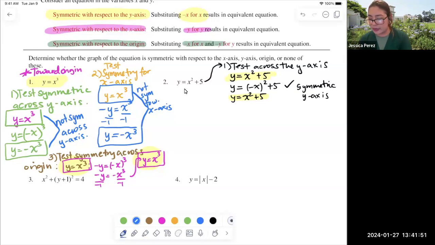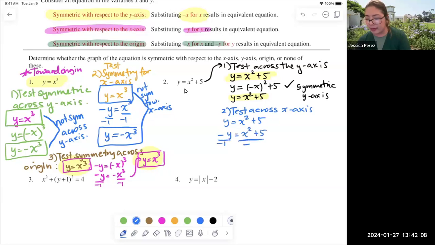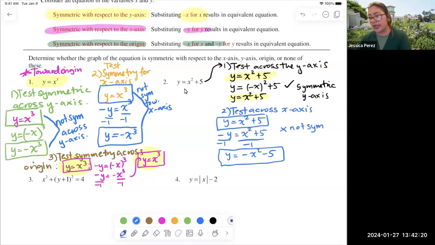And then number 2, we're going to test across the x-axis. So that means I have y equal x squared plus 5. And now I'm changing to negative y. But what happens if I have a negative? If I divide everything by -1, I have y equal negative x squared minus 5. This and this are not the same. So this is not symmetric towards the x-axis.